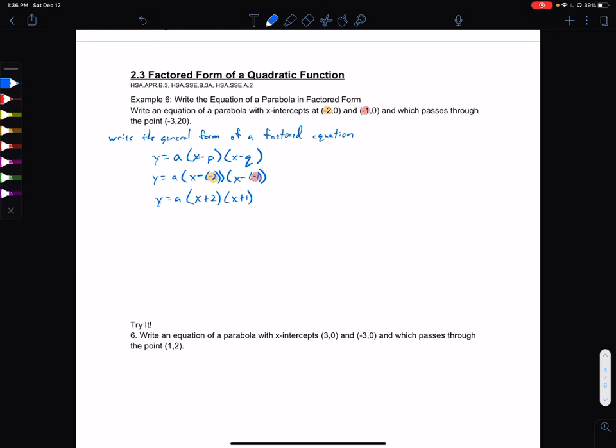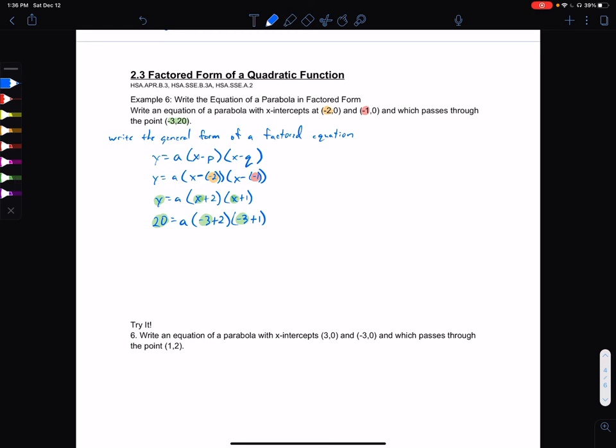Now, we do want to write the equation, so we do need an a value. That's where this third point, -3, 20, comes into play. That is going to get plugged in as my x and y. That way I can find my a value. So my y would be 20. I'm trying to solve for a. X is -3. So that -3, 20 is where my x's and my y's came into play.